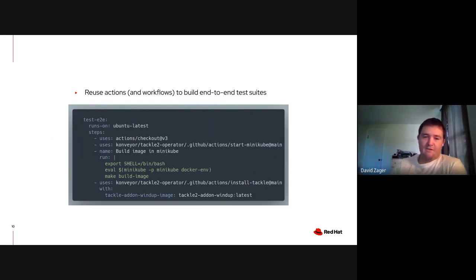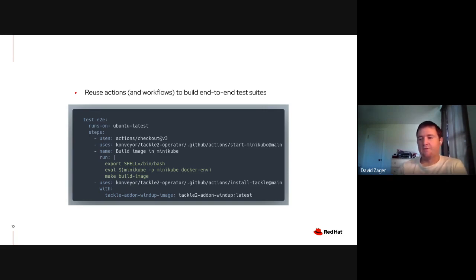An important part of this is that we reuse these actions and workflows so that we can build end-to-end tests. In this particular example, I'm developing an end-to-end test for the windup add-on. You'll see that we check out the code, we start Minikube using the GitHub actions that are specified in a different repo. Then we build our container image inside that Minikube, and then we install Tackle and we override that image that we just built when we're deploying the Tackle2 operator and creating the CR.